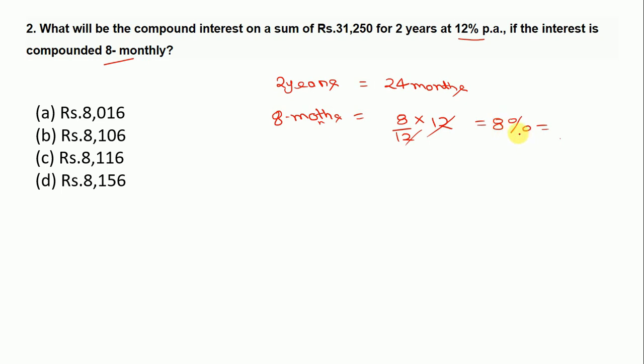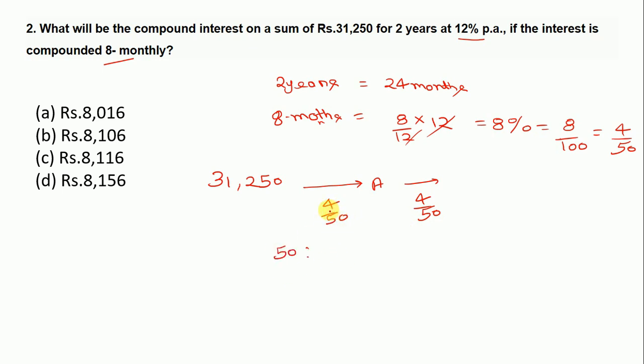Now we can write 8% is equal to 8 by 100, which means 4 by 50. So it will be your scaling factor, which means every period your amount will be increased by this. After 1 period the interest is 4 by 50, so the scaling factor will be 4 by 50. It simply means for 50 principal amount the compound amount will be 54. For the second period also the same will be there, and for the third period also the same will be there.